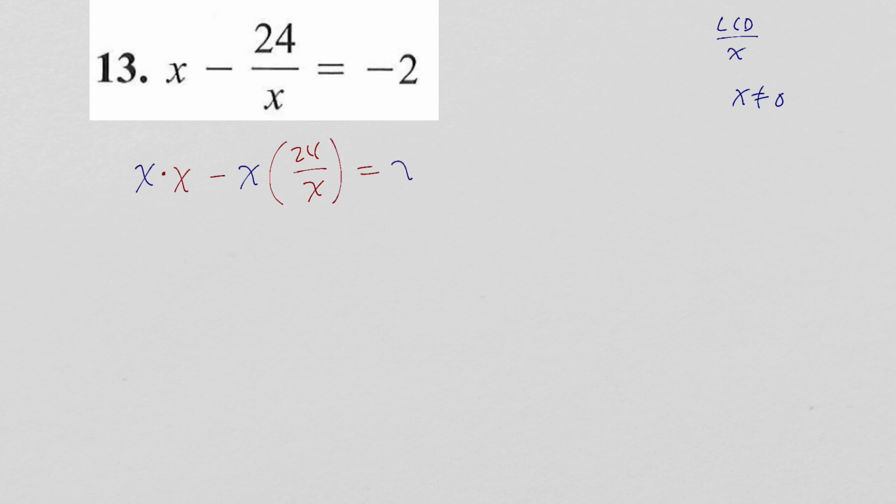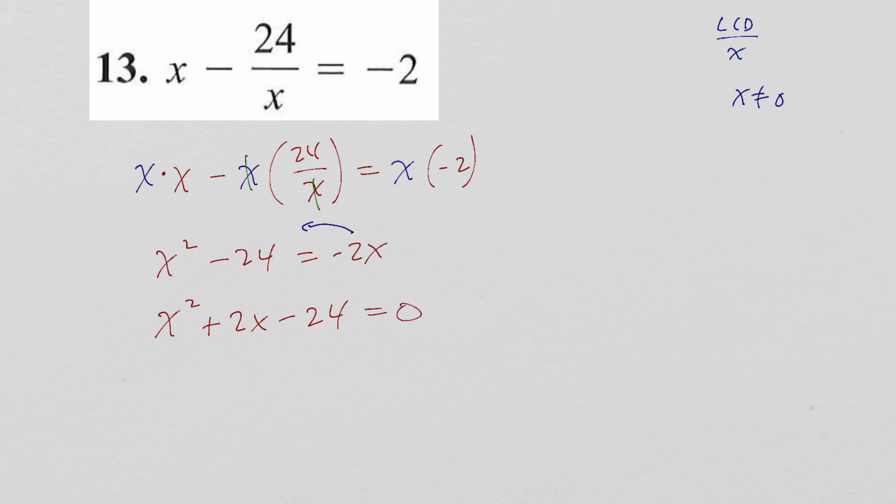And I'll take the x and I'll multiply by the third item. So here I'm going to get x squared minus, these x's cancel, so I just have 24 equals negative 2x. This is a quadratic equation, so I have to set it equal to 0. So I'll move that negative 2x to the left and it'll become positive, and I'll put it in order so that I can factor. So I have x plus 6 and x minus 4 equals 0. So I've got x is equal to negative 6 and positive 4.